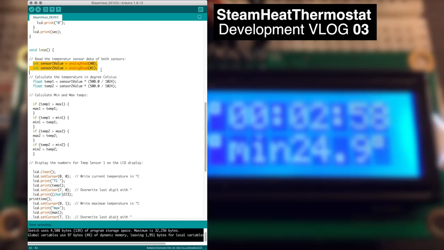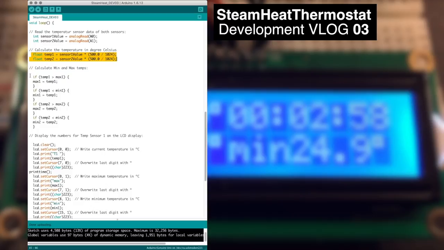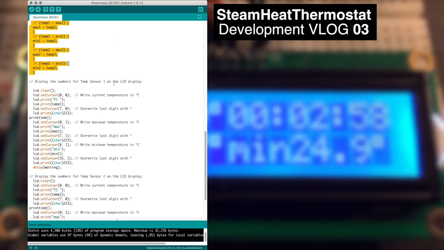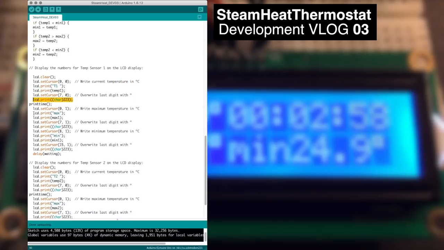I read the two sensors. I calculate the Celsius for those two sensors. I calculate the minimum and maximum temperatures, and then I display the numbers here for the sensor one first. I clear the LCD, and then I go and write the current temperature in degrees Celsius, temp one. I set the cursor one back to print the degree symbol on the screen. Then I print the time.